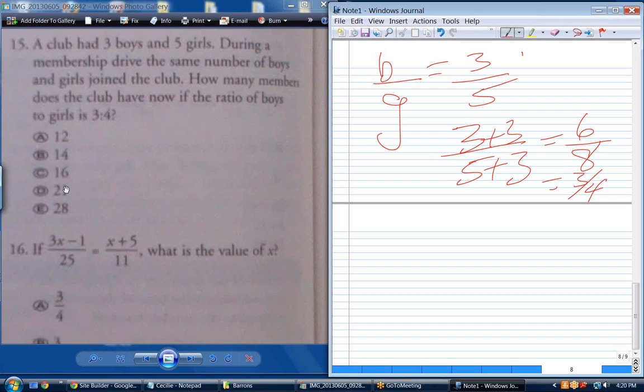If we would have started with, well, we can rule out D because it's odd. It has to be an even number. If C was the answer, that means 4 boys and 4 girls would have joined. So we would have had 7 over 9. That doesn't work. But it also doesn't enlighten us very much as to whether we need to go down or up. So this might be a case where we have to try more than 2. But we don't have to try D.